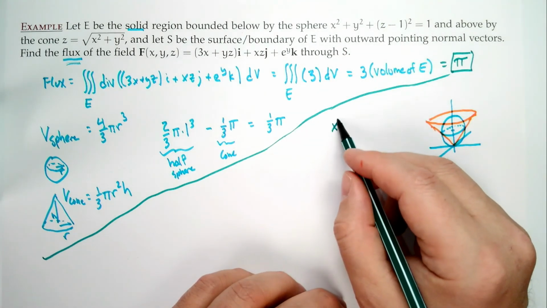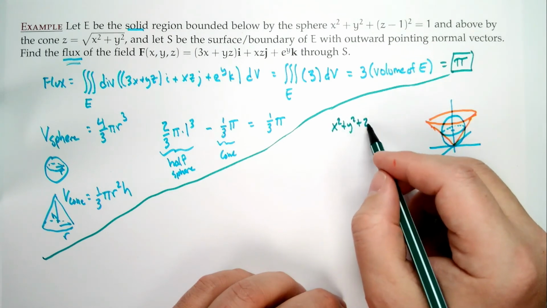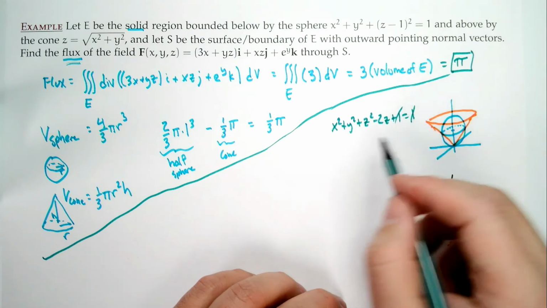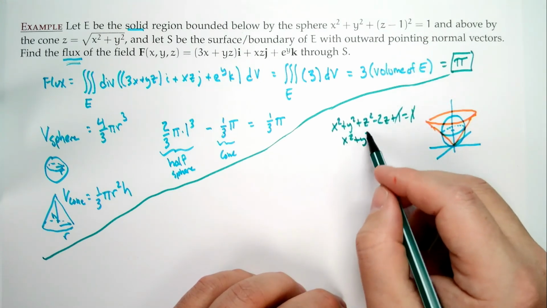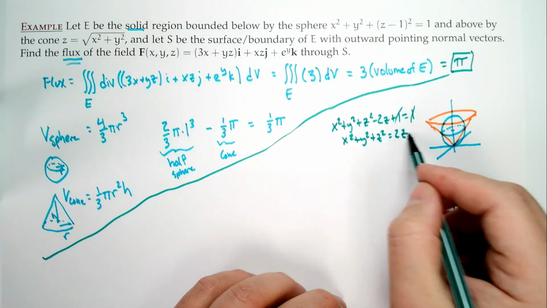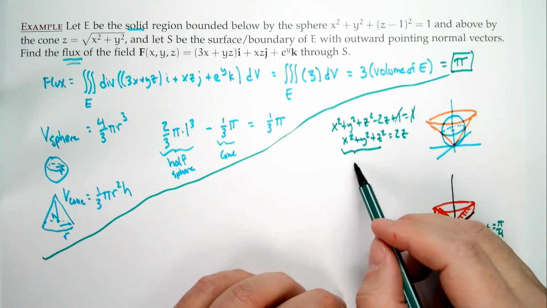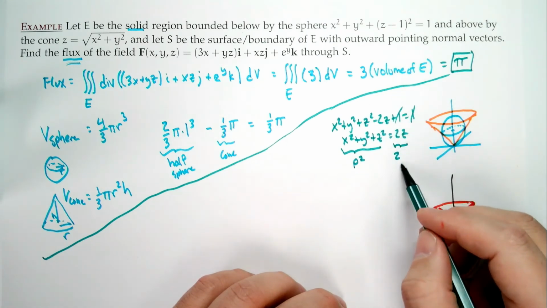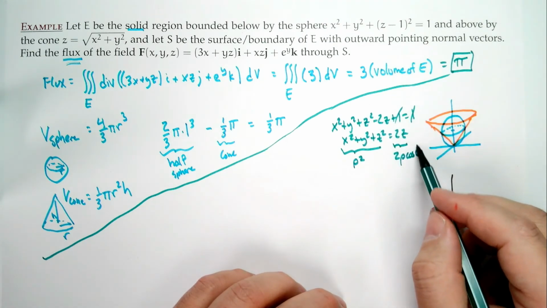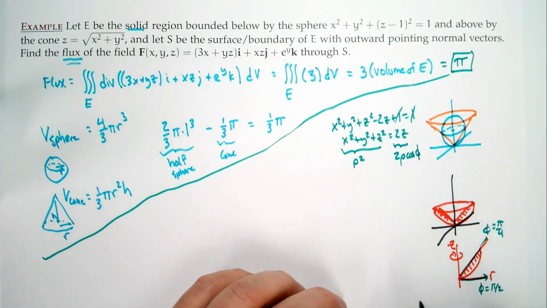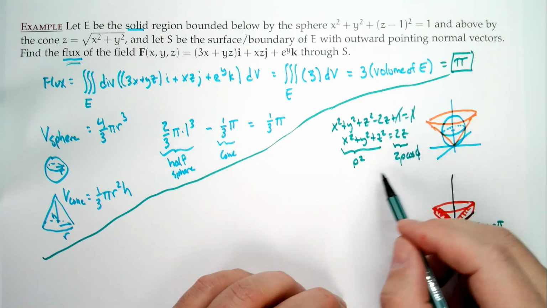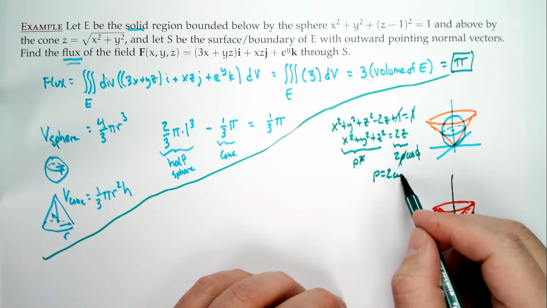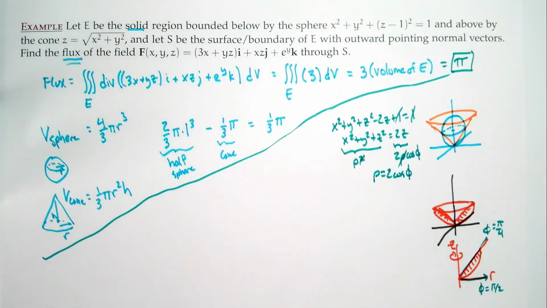If you come into this equation and write it out, you get x squared plus y squared plus z squared minus 2z plus 1 equals 1. Cancel the 1s, move the 2z across. Then you get x squared plus y squared plus z squared equals 2z. Well, this is rho squared, and 2z is 2 rho cosine phi, because rho cosine phi equals z. So then you cancel a rho, and you get that rho equals 2 cosine phi.